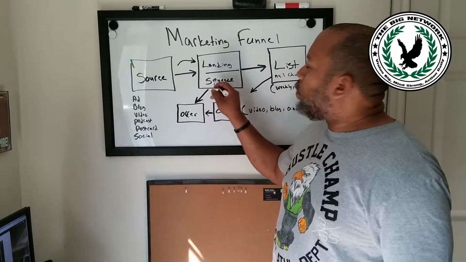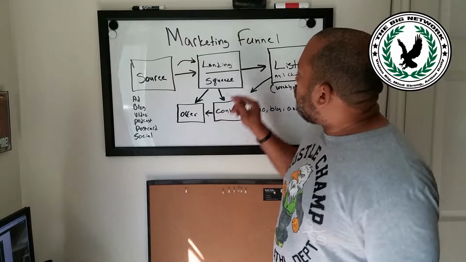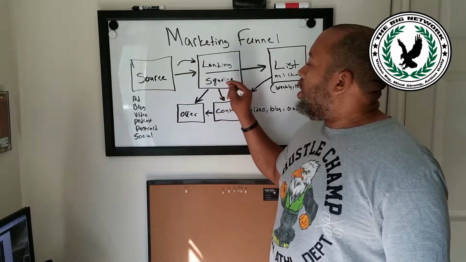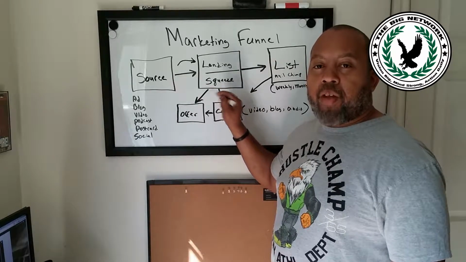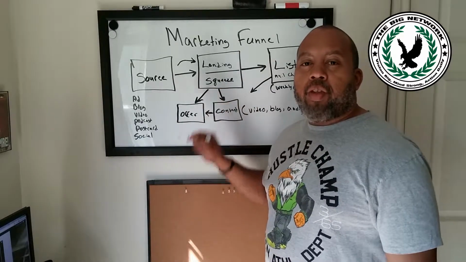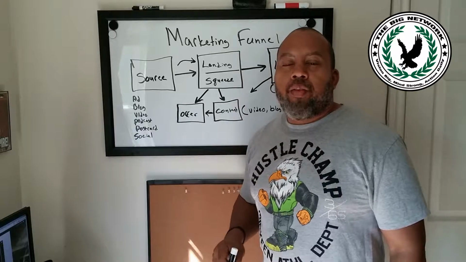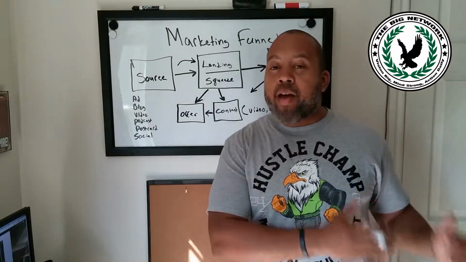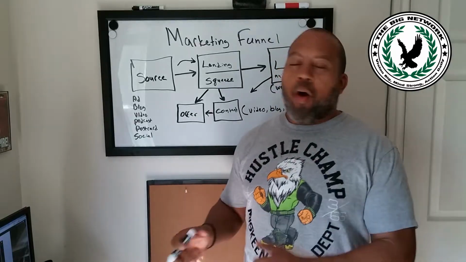But by going the squeeze page route, you are extracting an email, or a first name and email, or first and last name and email, from your actual visitors. And this gives you the ability to follow up with them. Now, what you could do is, once you extract that information, you can follow up with them manually or you can follow up with them automated.